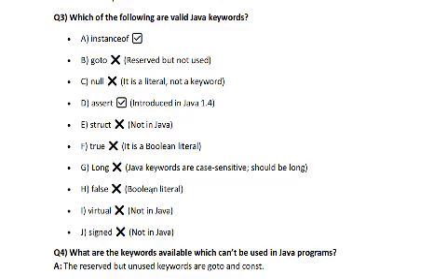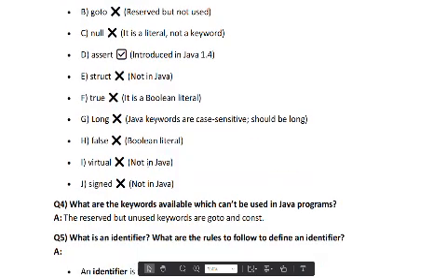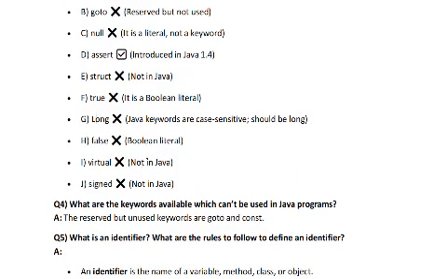False. This is a boolean literal. Virtual, not a keyword. Signed, not a keyword. These are not in Java. False is a boolean literal. That means it is a value, not a keyword.